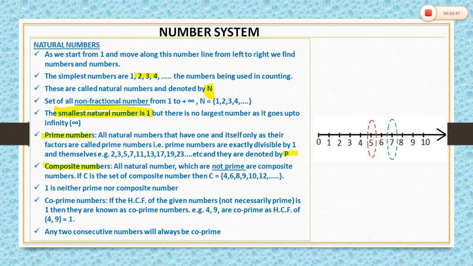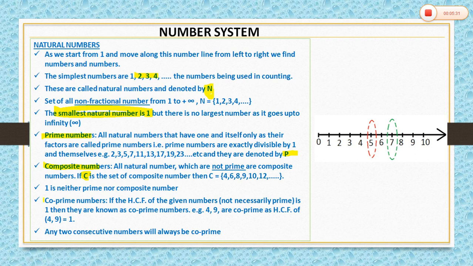Let's take an example of 10. 10 is divisible by 1, it is also divisible by 2, it is also divisible by 5 and it is also divisible by itself, number 10. So it has more than two factors. That's why those numbers which have more than two factors are known as composite numbers, and they are denoted by C. Now you would be knowing this point. 1 is neither prime nor a composite number. It is a unique number.